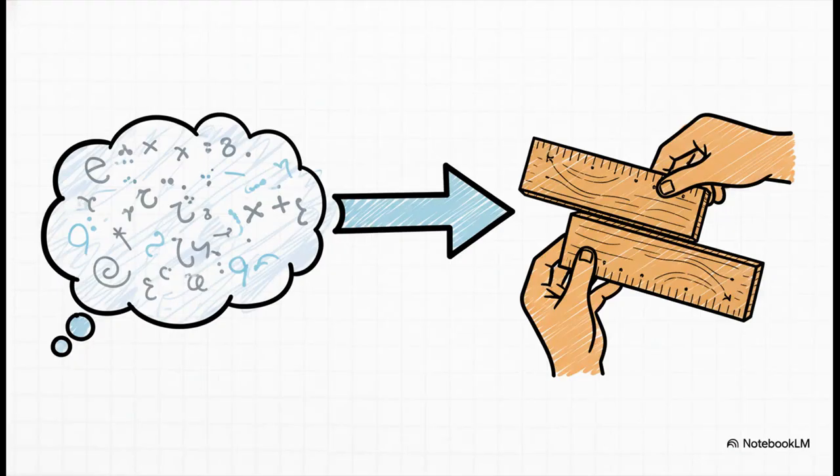So if logarithms were the software, you could say that William Oughtred built the very first piece of hardware to run it. By putting two of these logarithmic rulers right next to each other, he turned an abstract math concept into a physical tool. He literally made math something you could do with your hands.